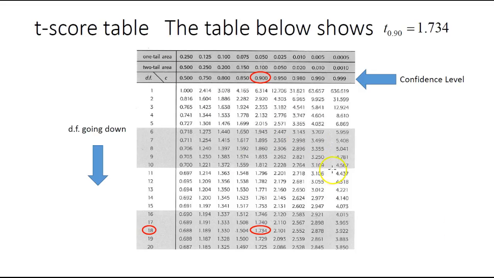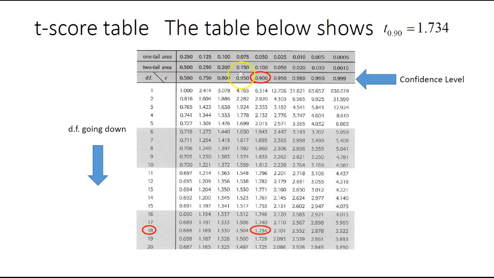So here's what the t-score table looks like. This is just a snippet of it. These first two rows up here will be used in a later chapter, so don't worry about them. But here you see DF and C. DF is the degrees of freedom. It runs down. Here's 18 that we're looking at.